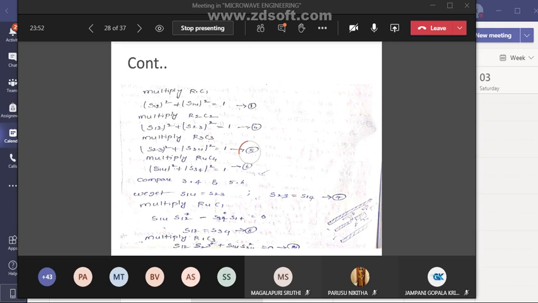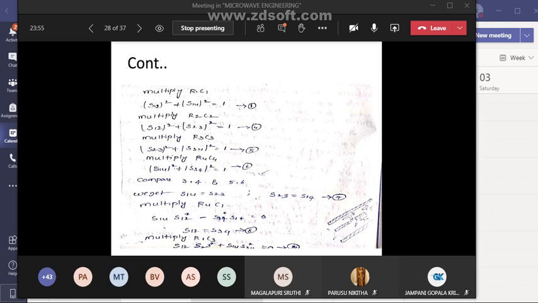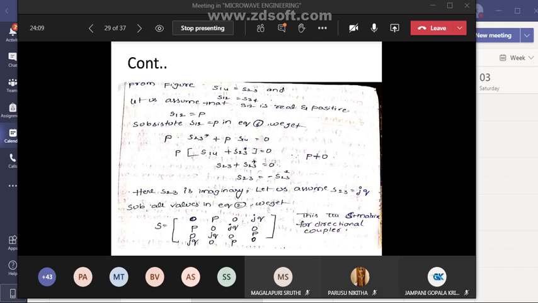Okay, so first multiply R1 C1, R2 C2, R3 C3 and R4 C4. Then multiply R4 C1, R1 C3. So here S14 equal to S23 and S12 equal to S34. So let us assume that S12 is real and positive. Then we can write S12 equal to P. Substitute S12 equal to P in equation 6.